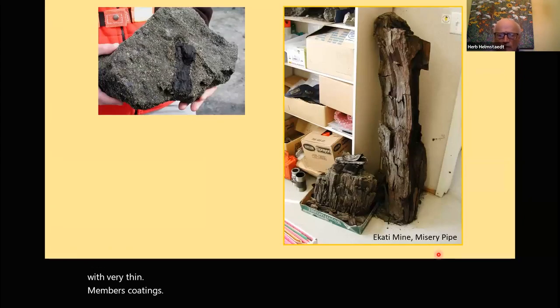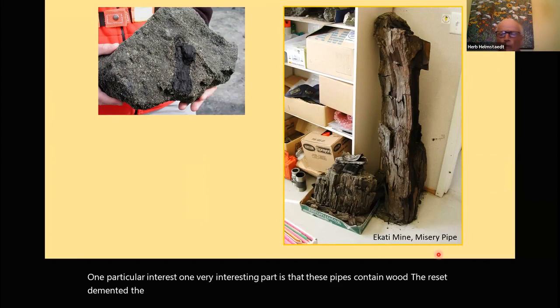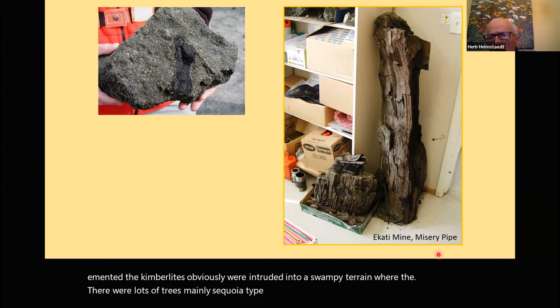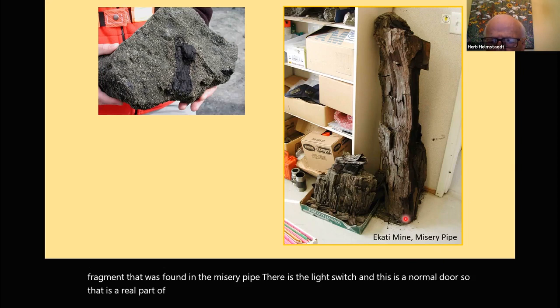One very interesting part is that these pipes contain wood. The resedimented kimberlites obviously were intruded into a swampy terrain where there were lots of trees, mainly sequoia type trees. And here you can see the largest wood fragment that was found in the Misery pipe. There is the light switch, and this is a normal door, so that is a real part of a stem. As you can see, there is another tree stem right there.